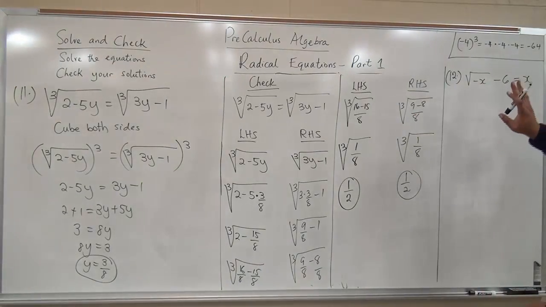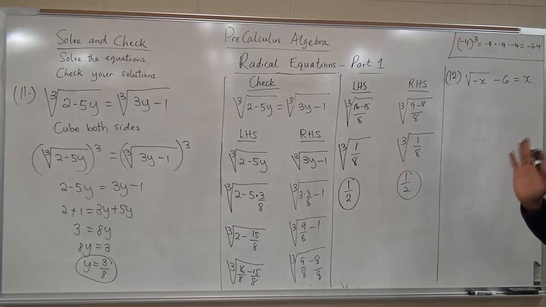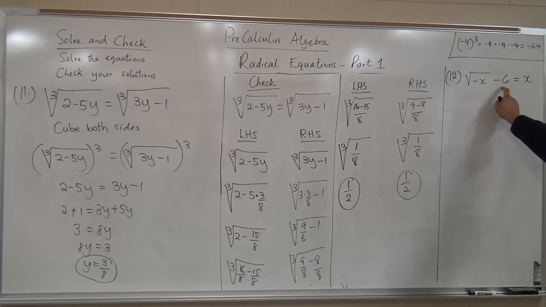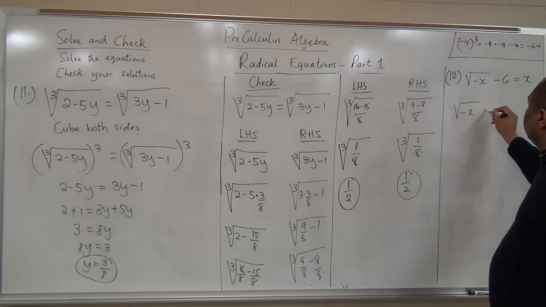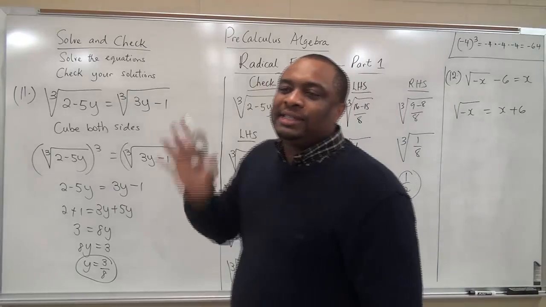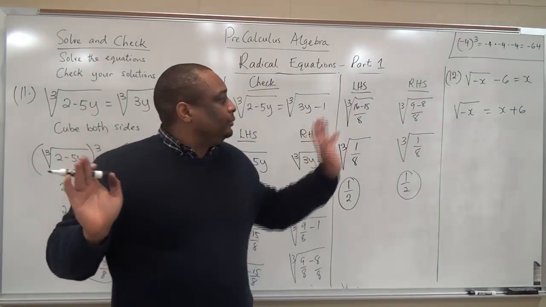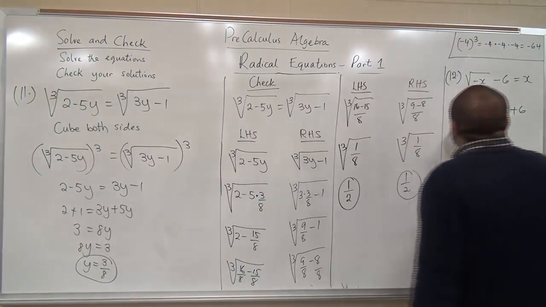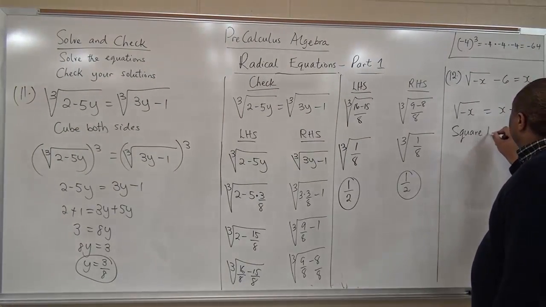All right. Number 12. When you have this, what do we do? We want the radical to stay on its own, and this negative 6 is with it. Kick out this negative 6. So this will be square root of negative x equal to x plus 6. Radical, stay on its own. Then you can now square both sides.